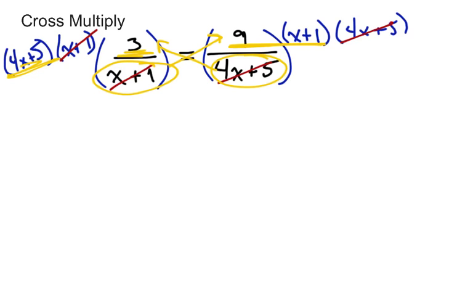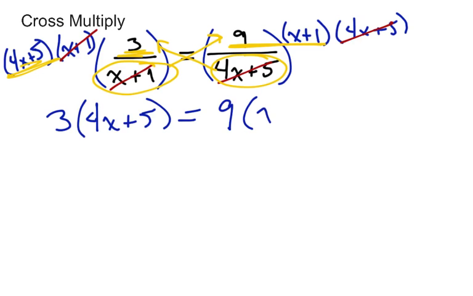We could just cross multiply by taking the denominator on the left and multiplying it by the numerator on the right, and take the denominator on the right and multiply it by the numerator on the left. The result is that, like we said, on this side, that 3 is going to get multiplied by 4x plus 5. And on the right side, that 9 gets multiplied by the denominator of the other side, x plus 1. So, in essence, what we did is we got rid of all the fractions, making this a linear equation to solve, one that we're really good at.